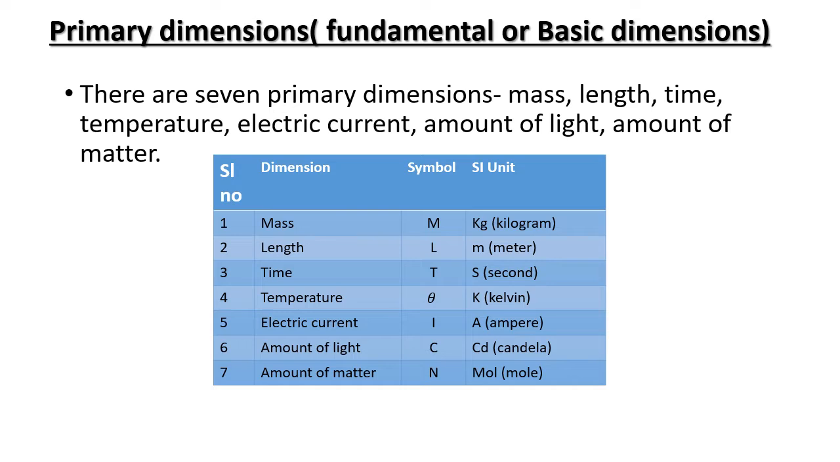So for any quantity we have some unit for that. For example, you take the unit of velocity, it's meters per second. So meter, what is its dimension? Its dimension is length. So I can symbolize meter as L per second. So what is the dimension of second? It is time T. So I can write the dimension of velocity as L by T.